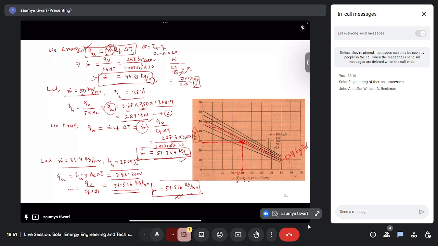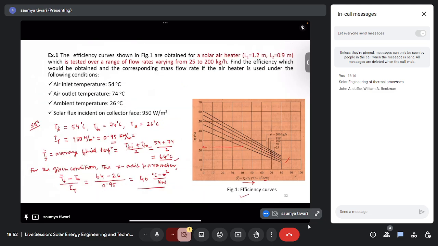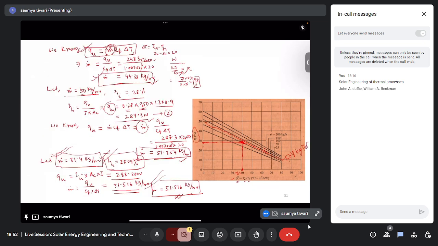And after calculating the efficiency, we can repeat all the processes and calculate the mass flow rate value, and we can see that the values are quite similar, right? So this will be your particular mass flow rate that we are aiming for, and this will be your particular efficiency. Okay, so I hope the solar air heater performance efficiency curve question is clear.